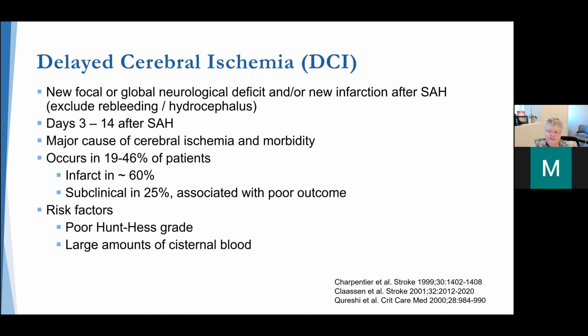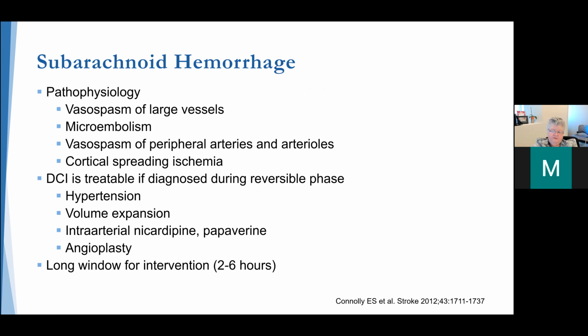Risk factors for delayed cerebral ischemia include a poor Hunt and Hess grade and large amounts of cisternal blood, also called Fisher grade 3. Now, subarachnoid hemorrhage is typically caused by vasospasm of large vessels and territorial ischemia, but can also be seen with microemboli, vasospasm of more peripheral arteries, and cortical spreading ischemia.